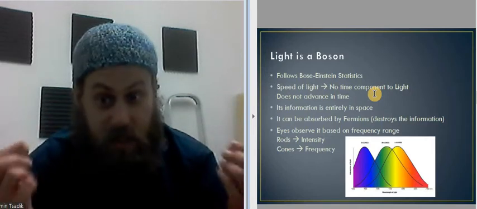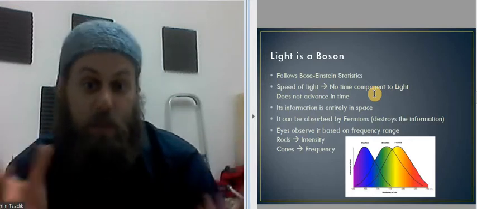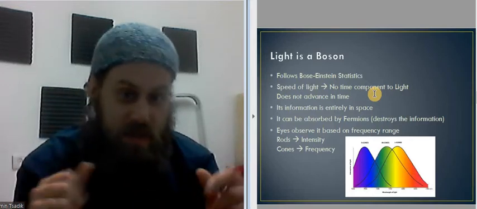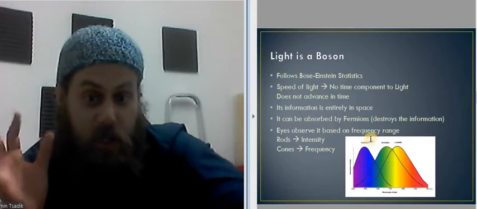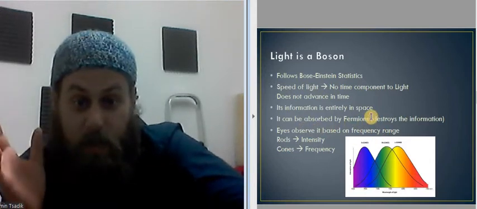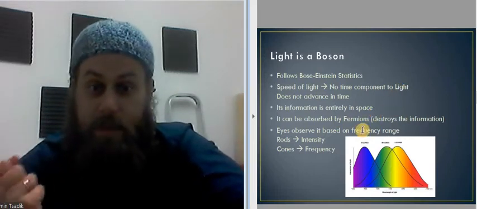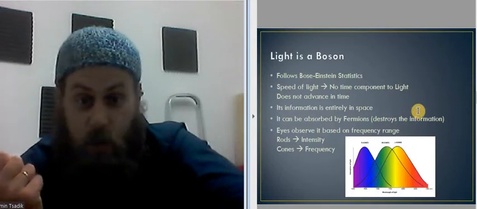Interesting, right? So this is what light is like. Light, all of its information is in space. And if you move it to the frequency domain, you can sort of see what the energy level of that information is. It can be absorbed by fermions. It can be absorbed by other particles like electrons. Electrons can absorb light. Okay, and that's how you destroy the information, right?